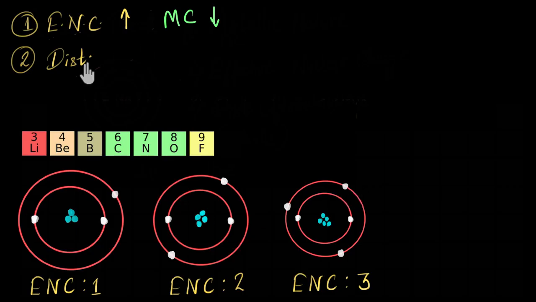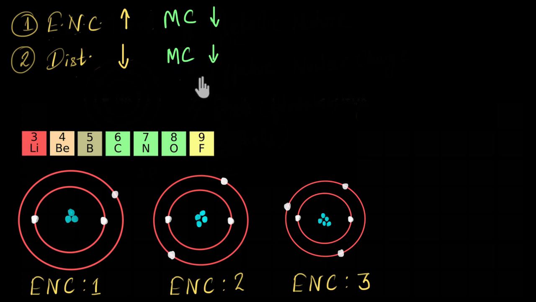So what we see is that as we go across a period, the distance between the valence electron and the nucleus is reducing, because of which the metallic character is again reducing. Okay? So because of both of these variables, the metallic character reduces. So therefore we can say conclusively that as we go across a period, the metallic character reduces.